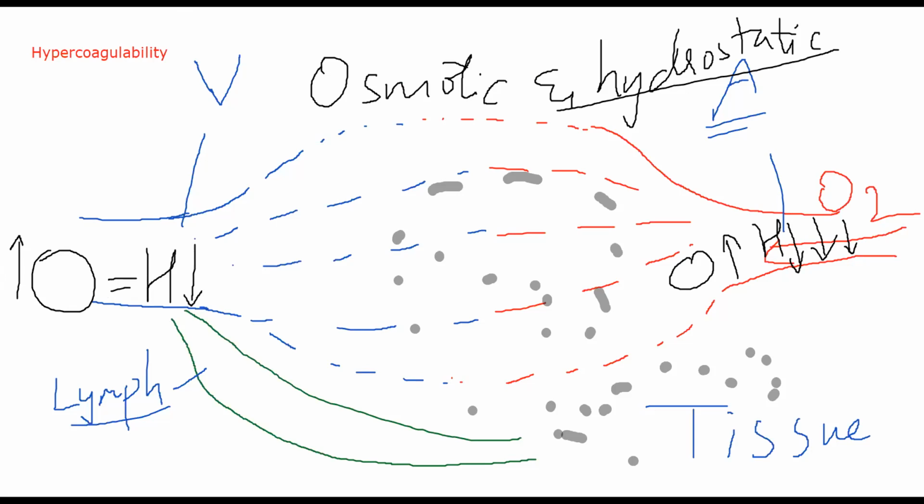I'll repeat again. Now what is happening here? Hydrostatic pressure is higher at the arteriolar end, meaning what will happen is slowly a little bit of fluid will start seeping out of your blood vessel. So a little bit of fluid will start entering your tissue space. A little bit enters. Okay, this is fine.